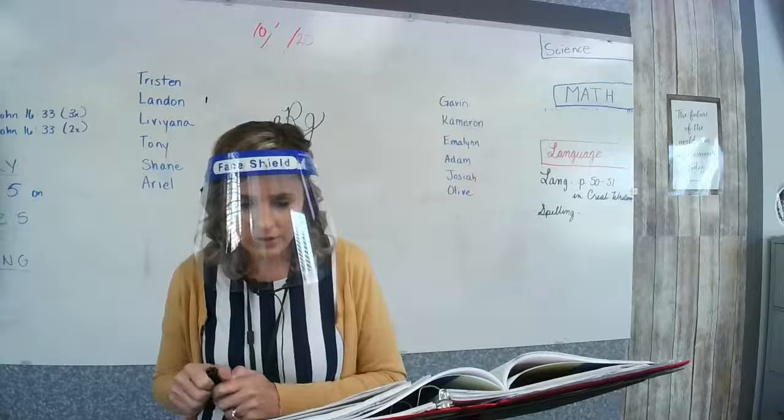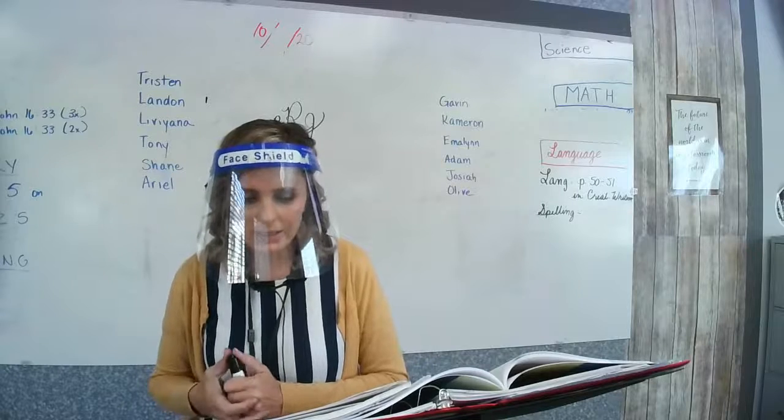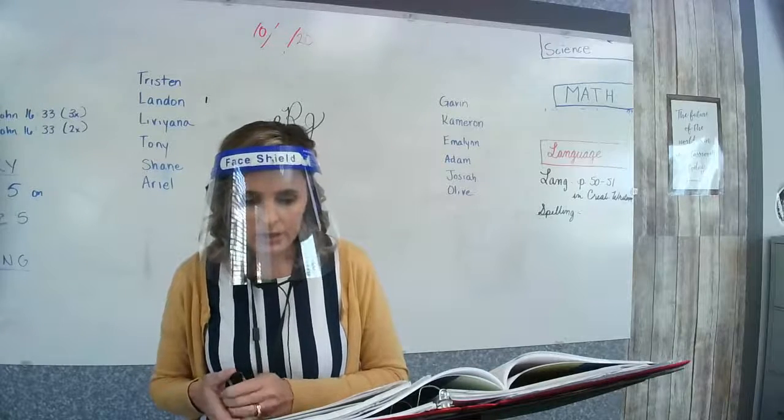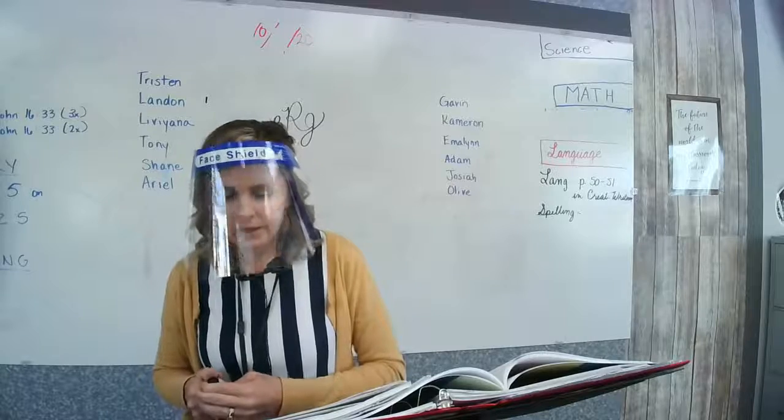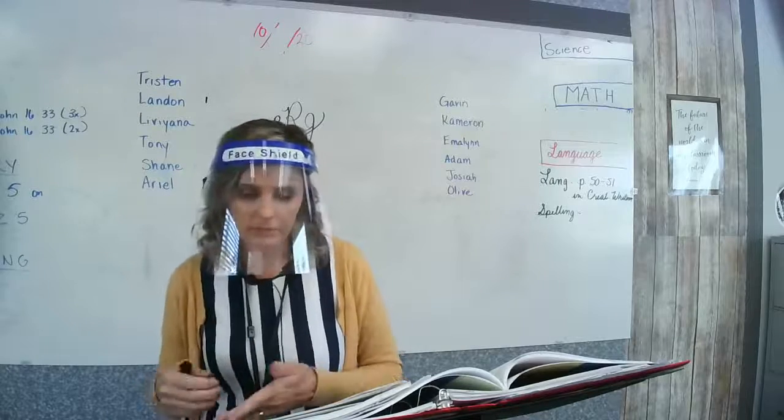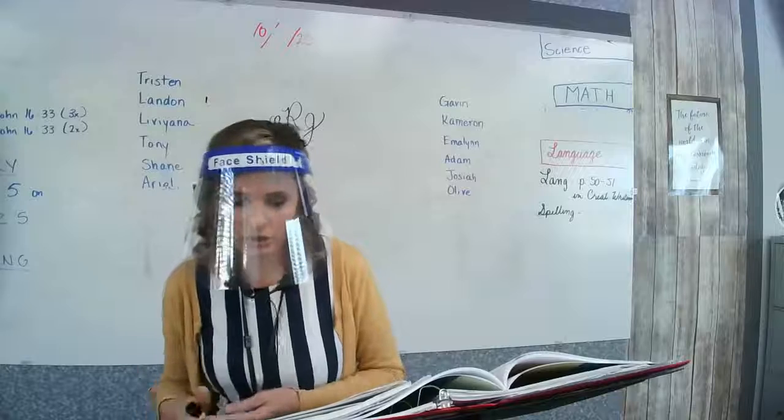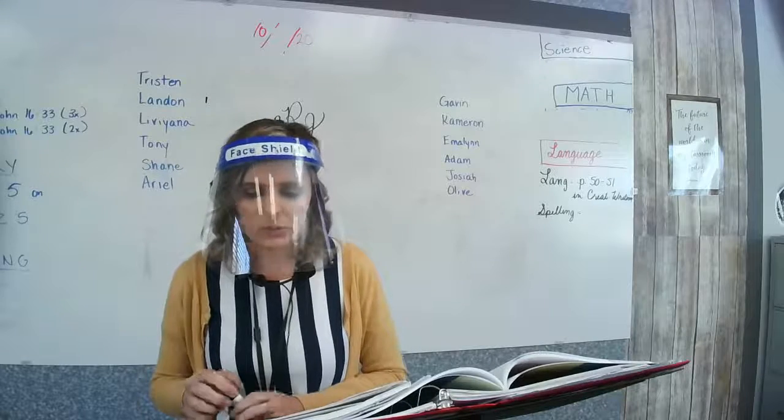What is this word? Possible. Able to exist, occur, be done. Okay, possible means it can be done. It exists. It can occur. Number 24, what is this word?